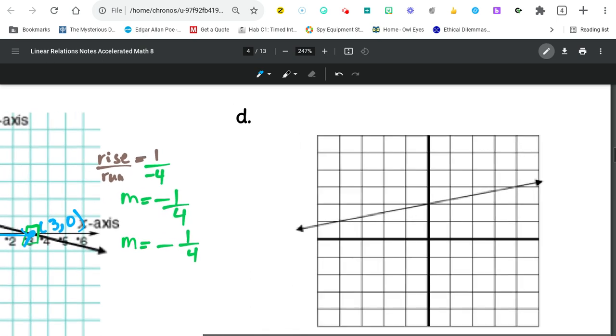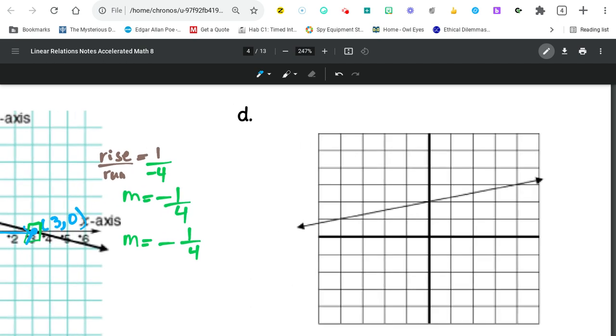All right, I want you to pause the video and try D. Find the slope of the line in D, and it's going upward toward the right. So everybody should know that slope is positive.